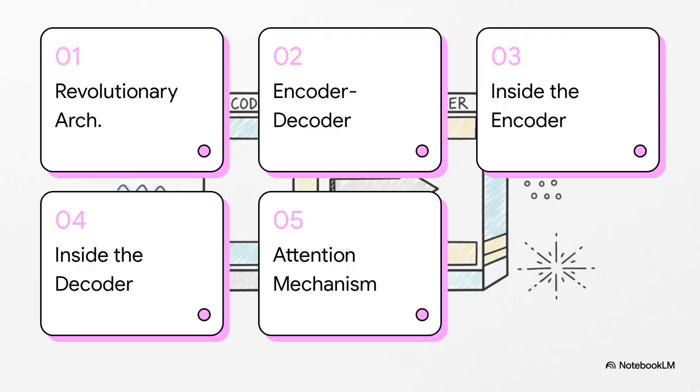So, here's our game plan for deconstructing this thing. We're going to start with why this was such a revolutionary idea. Then we'll look at the high-level blueprint, the encoder-decoder structure. After that, we'll dive into the encoder, then pop over to the decoder. And finally, we'll get to the secret sauce that makes it all work, the attention mechanism.